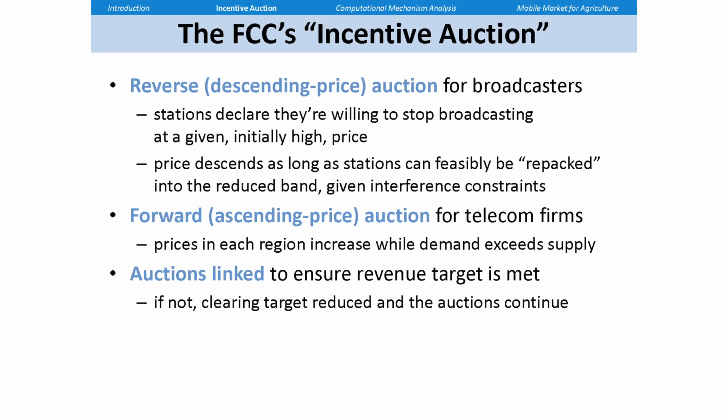Essentially, there are going to be 2 different auctions that will happen in a linked way. So there'll be a reverse, or descending price auction for broadcasters. And in the reverse auction, essentially what's going to happen is stations will be offered some very high reserve price to stop being television stations and instead to be people with bags of money. And they'll say, yes, I would take your large bag of money in exchange for not being a television station anymore. And the FCC will look at all of these offers to stop broadcasting and determine that it would be possible to get rid of a whole bunch of spectrum if that were true.